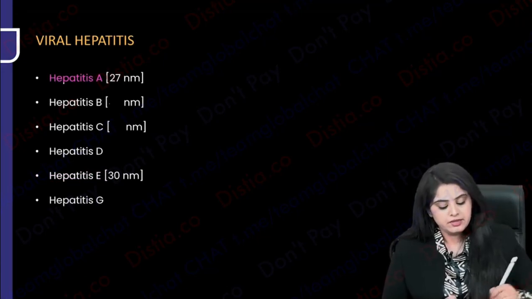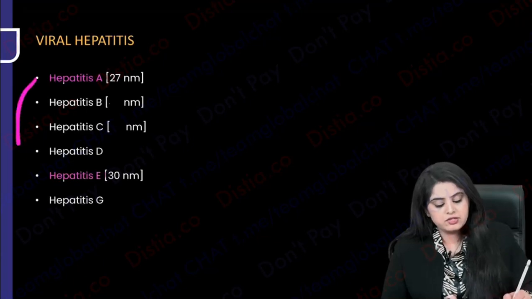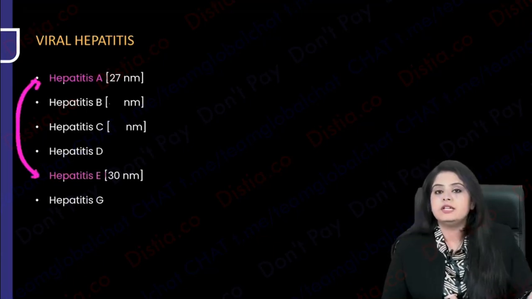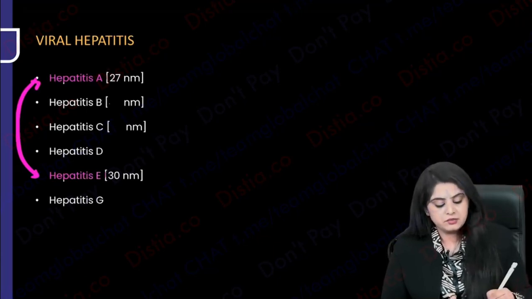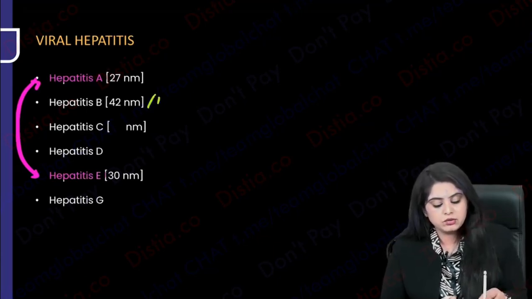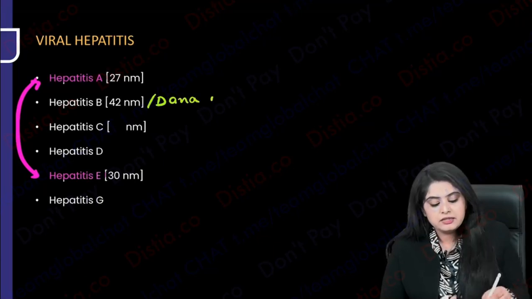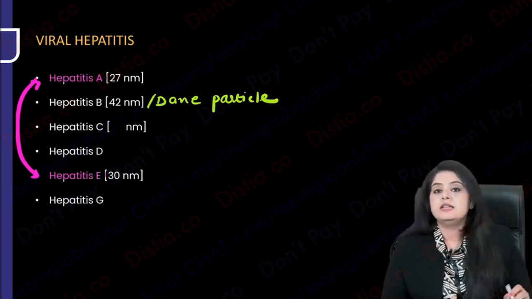Okay, so easy to learn. The ones which are associated with gastroenteritis are 27 and 30 nanometers. Then keep increasing. Hepatitis B is 42 nanometers and is also known as the Dane particle.